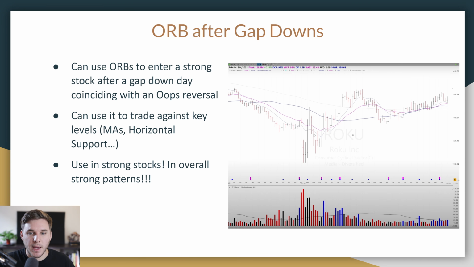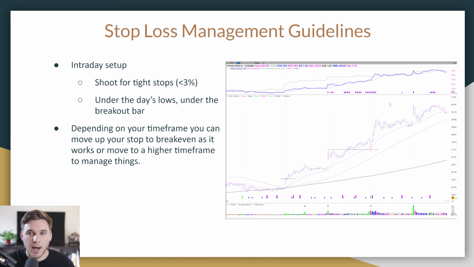oops reversal. And often these pullbacks and these ranges form at key levels such as moving averages, horizontal support. So you've got kind of multiple things coinciding together and adding to your conviction that there are buyers right at these levels. So that is ORBs after gap downs. Next, let's talk about stop loss management guidelines.